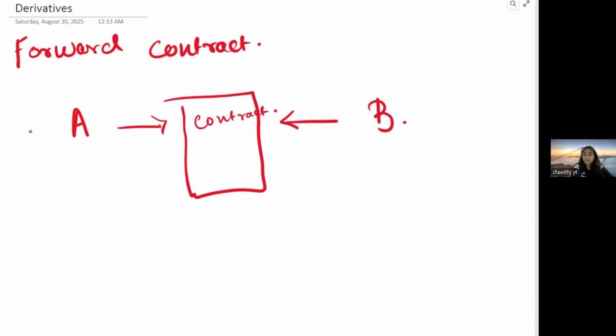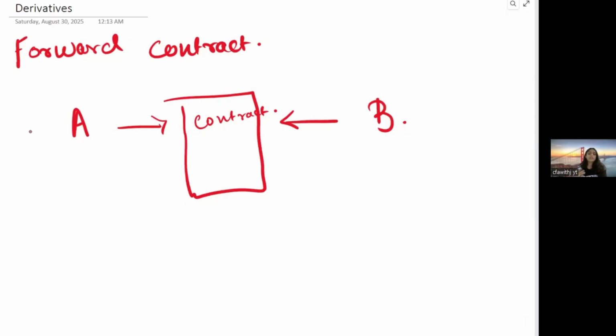Okay, so let's begin with the forward contract. So what is a forward contract? It is a type of derivative contract where there are two parties, a buyer and a seller. They come into an agreement to buy and sell a specific product at a specific rate and on a specific maturity. So in a forward contract, there is always a long party and a short party, the one who buys the contract and the one who sells the contract.